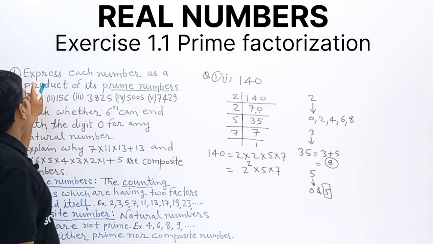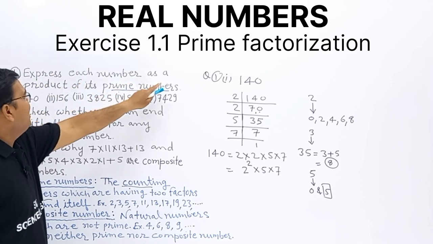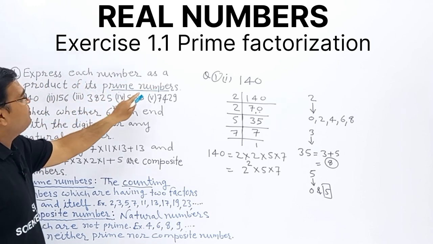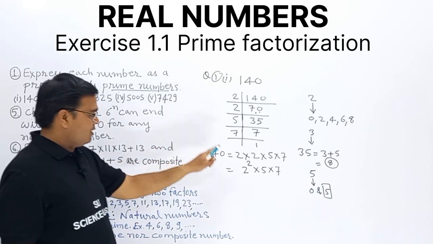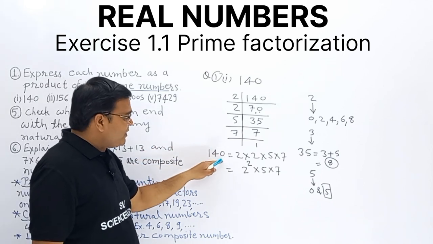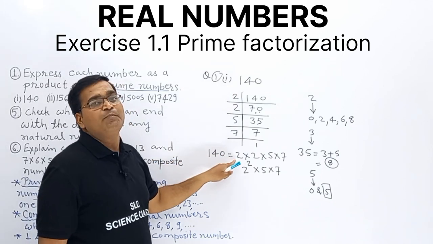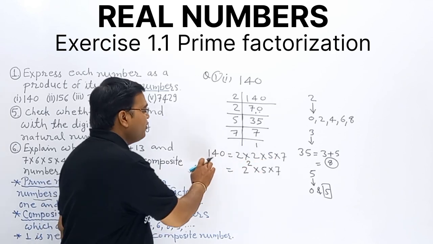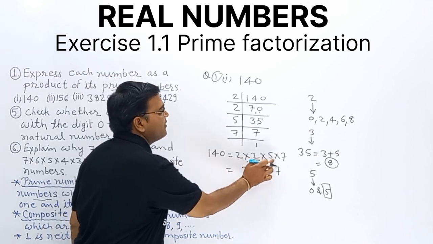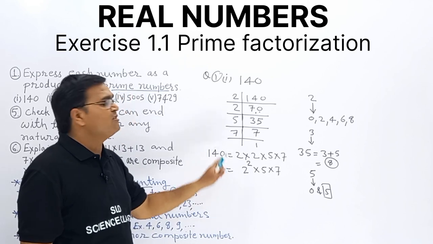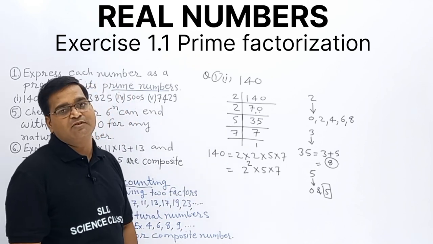So what about this question? Express each number as a product of its prime numbers. So we expressed 140 in the prime numbers form. 140 has 2 into 2 into 5 into 7. So we expressed this number there. So this is the answer of this question.